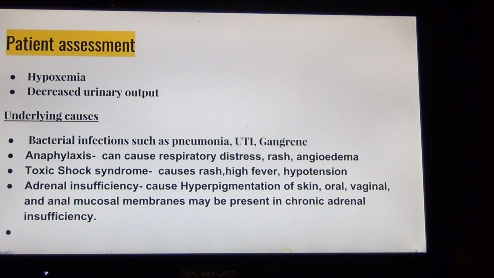Hypoxia, decreased urinary output. Underlying causes: bacterial infection such as pneumonia, urinary tract infection, and gangrene. Anaphylaxis causes respiratory distress, rashes, angioedema. Toxic shock syndrome causes rash, high fever, hypotension. Adrenal insufficiency causes hyperpigmentation of the skin. Oral, vaginal, and anal mucosal membrane hyperpigmentation may be present in chronic adrenal insufficiency.